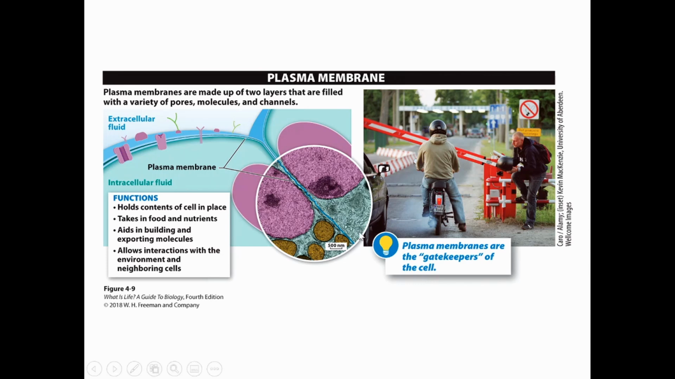Now, primarily the plasma membrane is made up of a phospholipid bilayer, which we'll talk about in a little bit, as well as pores and channels, gateways that things that can't pass through that bilayer can get through.